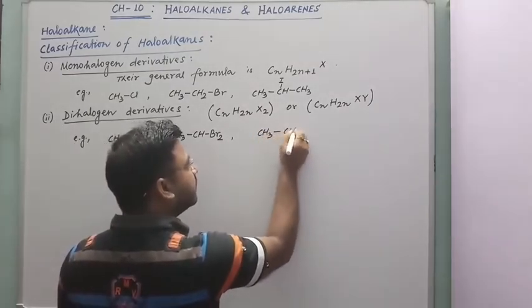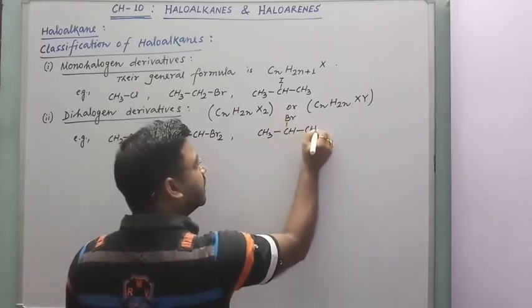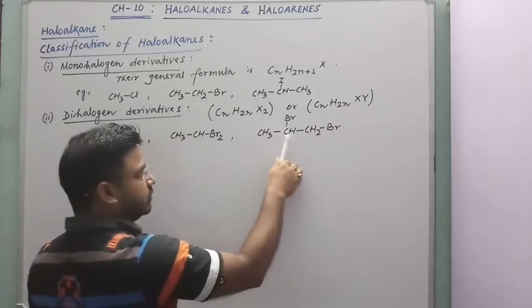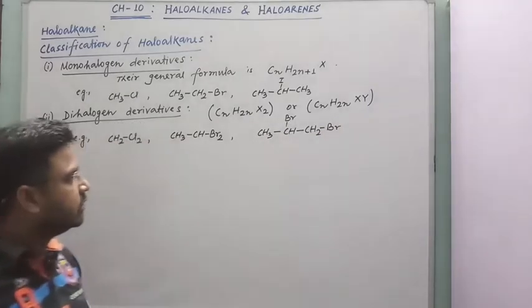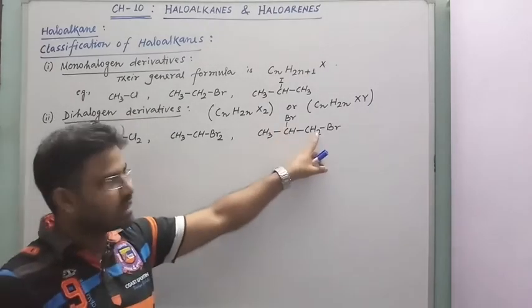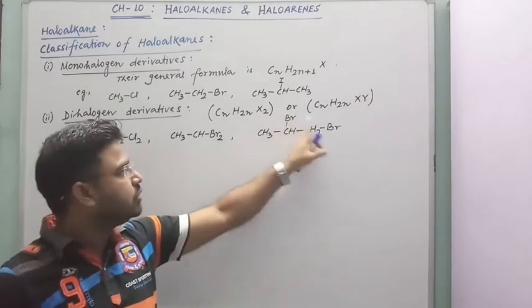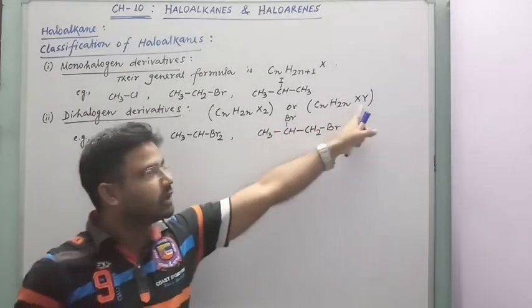Or CH3CHBrCH2Br, so 1, 2 dibromopropane. So 2 hydrogens, one from here, one from here, 2 hydrogen atoms are replaced by 2 halogen atoms. So here chlorine and bromine can also be there, then XY.